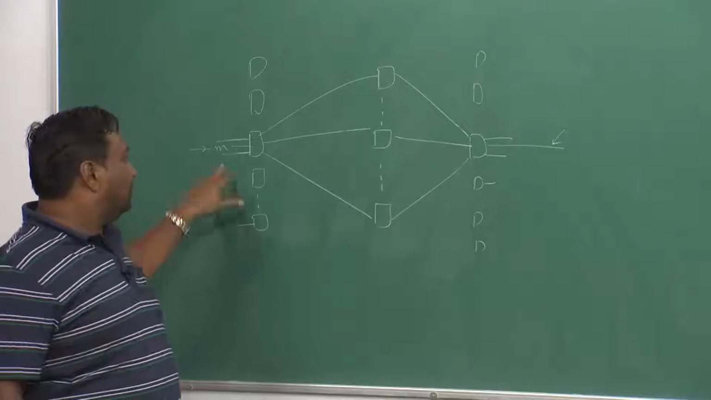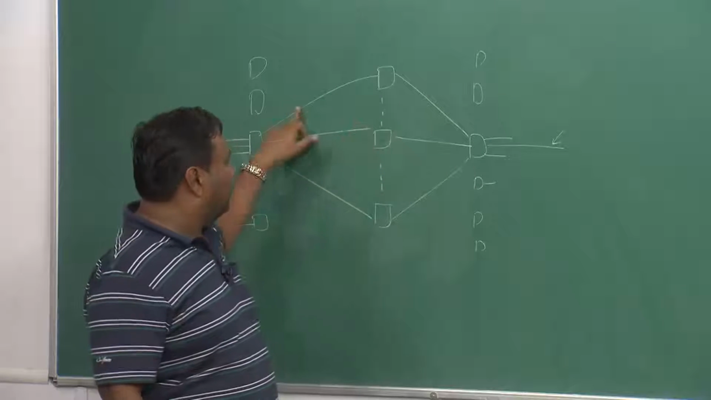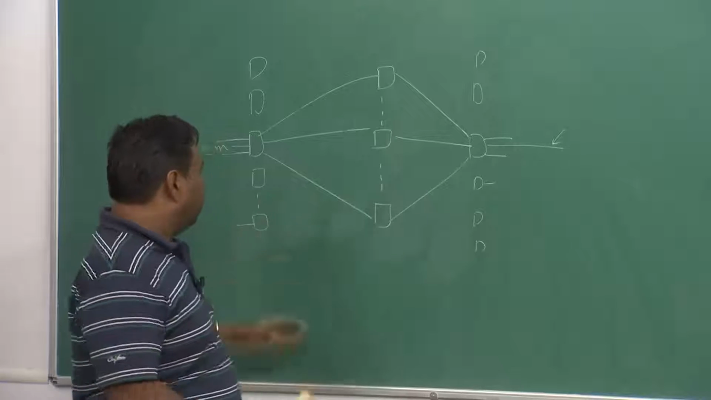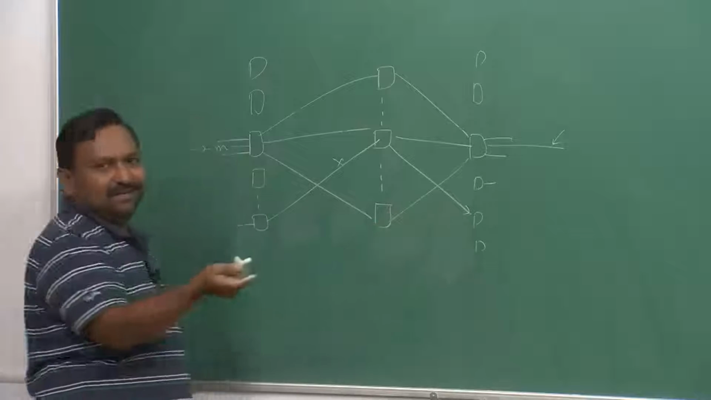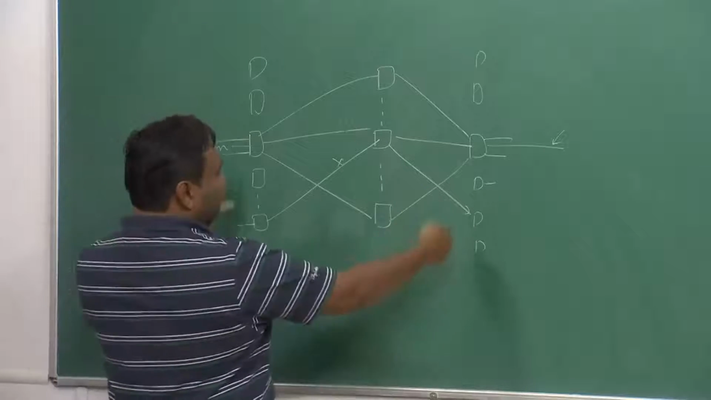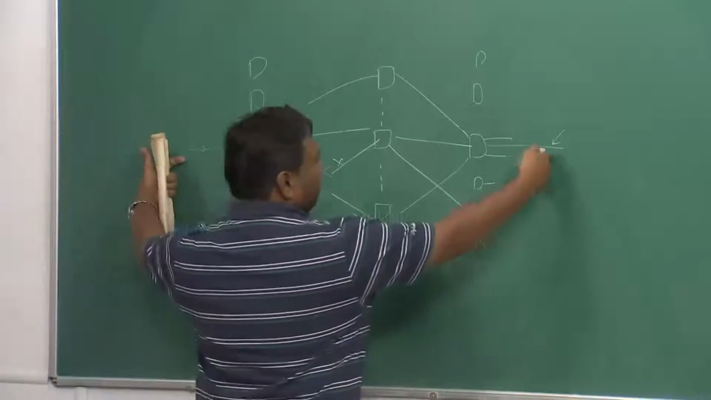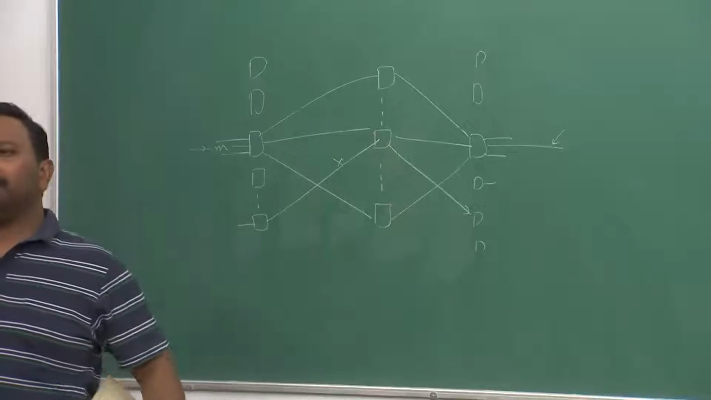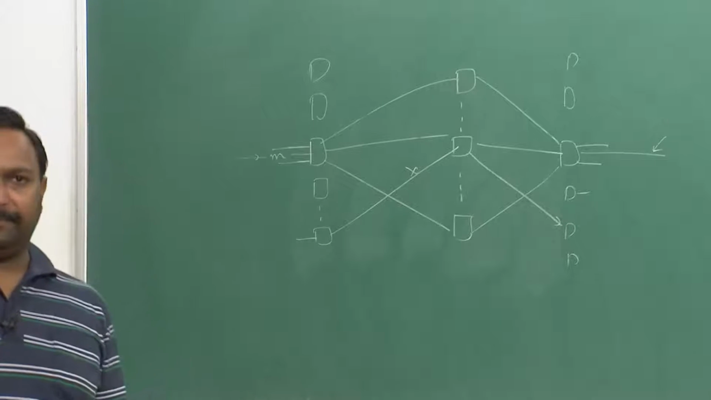So the blocking here will only depend on the availability of a common link: a free link has to be available here and a free link has to be available here. Whether this other link is available or not is immaterial, so those need not be accounted for. Take any pair, the situation is the same. So whatever blocking probability I estimate for these two is going to be true for any other possible pair. In fact, that is the premise we use to estimate the blocking probability.